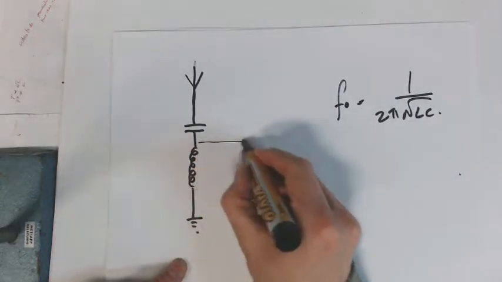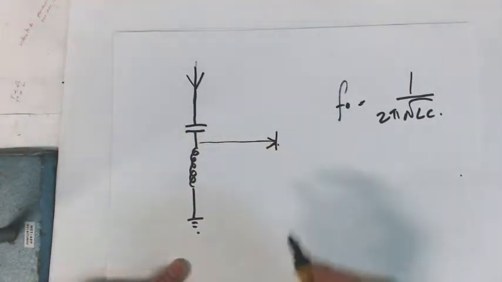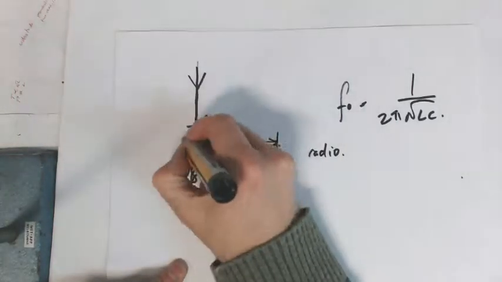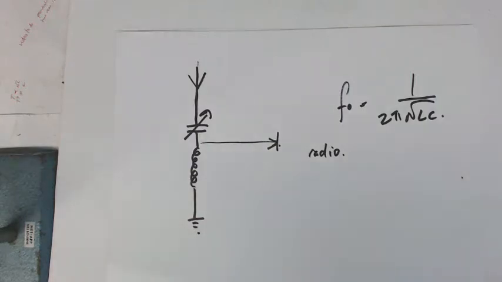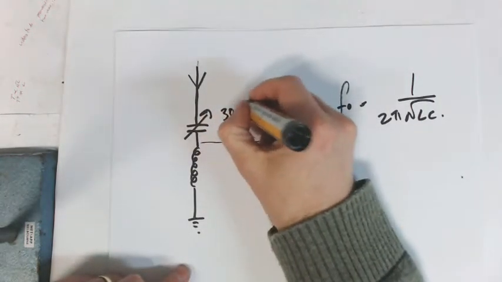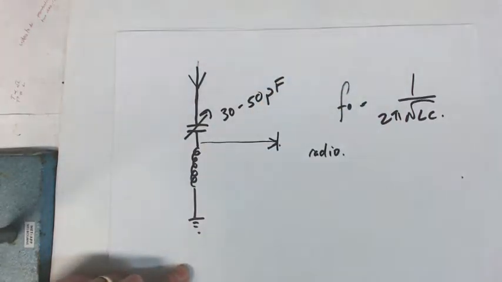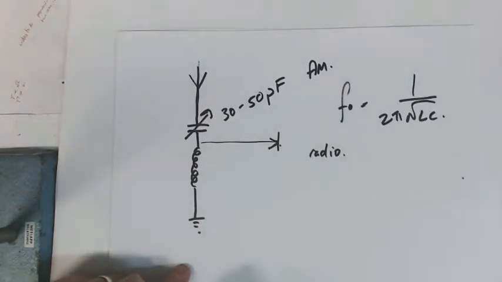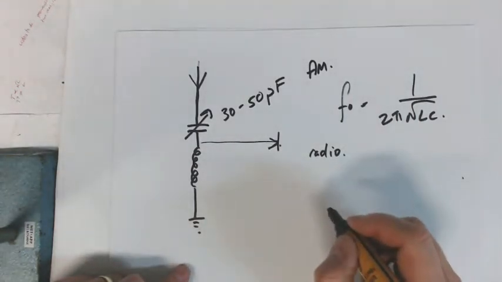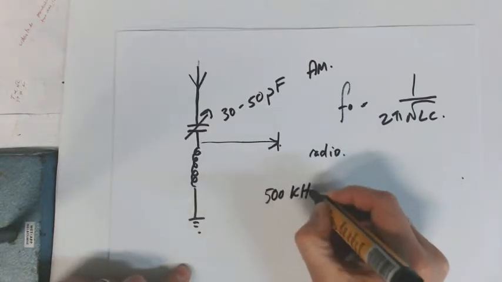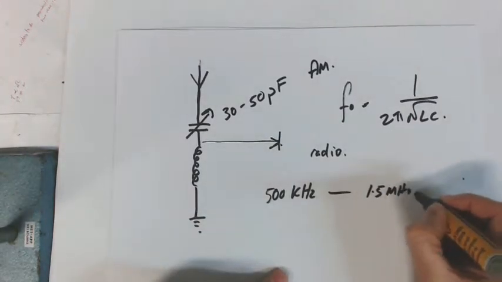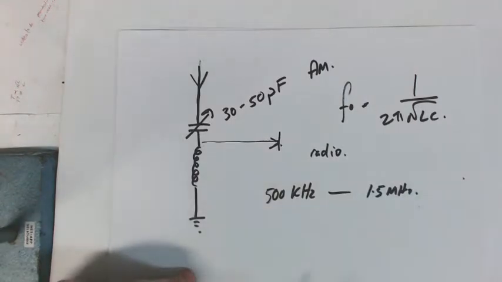So we can take our signal off here, and we usually do this with a detector, and we've got a radio. Now, the current is going to be strongest at the frequency you're trying to tune. How you tune it is with a variable capacitor. And these are around about 30 to 50 picofarads for an AM station. So you could get a question where they're asking you, okay, you want to tune from maybe 500 kilohertz to 1.5 megahertz. See, that's 0.5 megahertz to 1.5 megahertz, or 500 kilohertz.